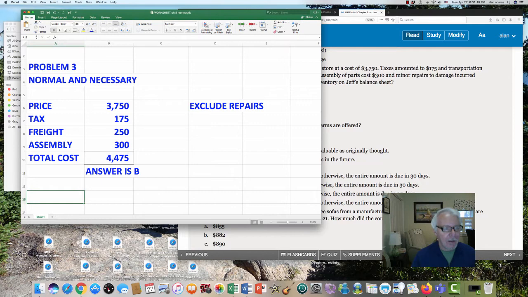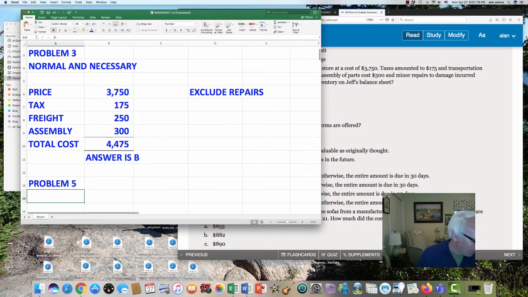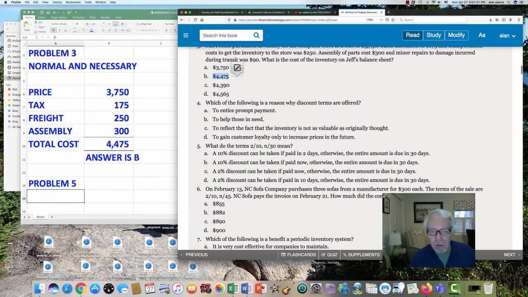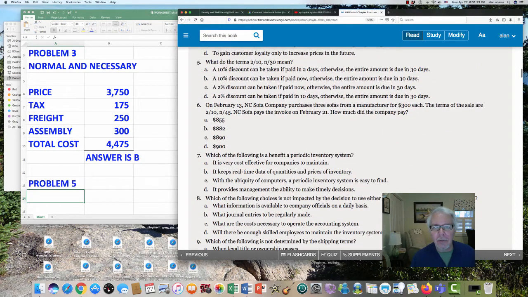Okay. Next we'll do problem 5. Okay, problem 5 says what? What do the terms 2/10 net 30 mean? Okay, there are all kinds of terms like this. I can sit here and think of about 5 or 6 of them, and depending on how specialized your industry is, you might see something even funkier. But 2/10 net 30 simply means if you pay, you've got 30 days to pay the full amount, okay?